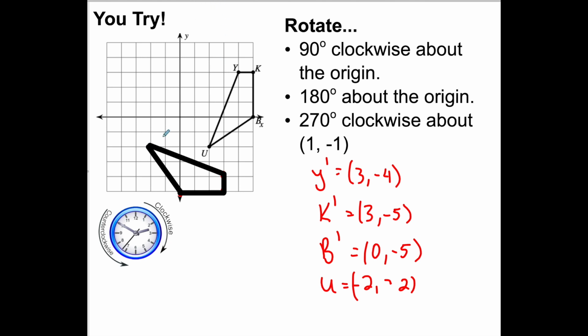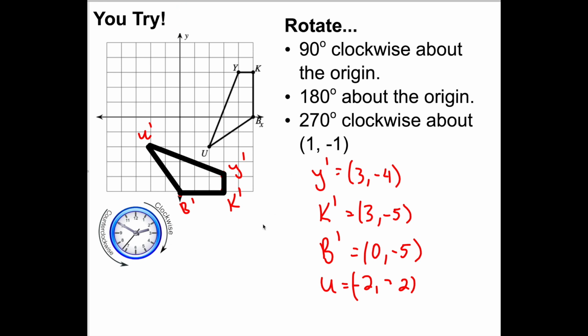Okay. Y, K, B, U. Okay, and we've got Y, K, B, and U. And this is the first of our 3 transformations.